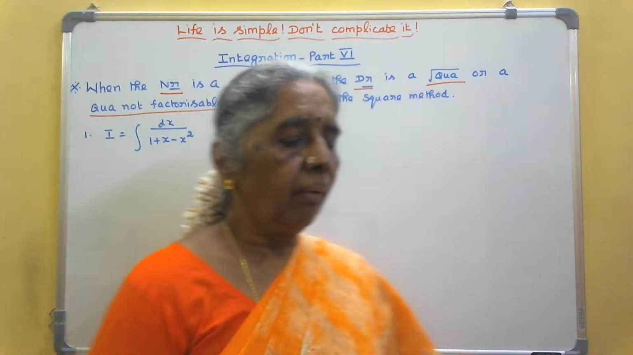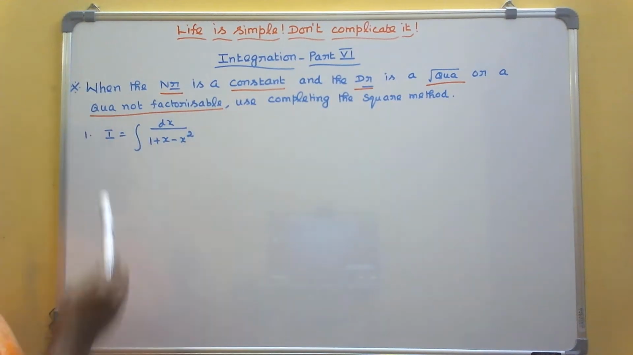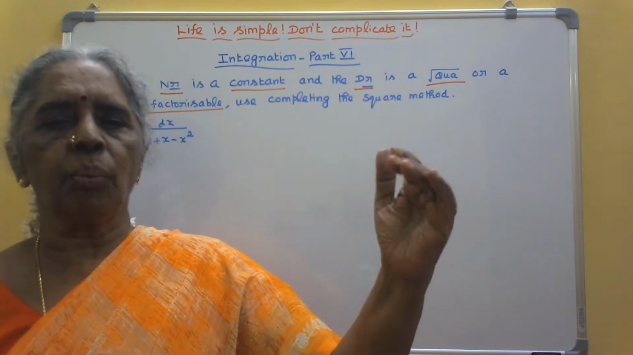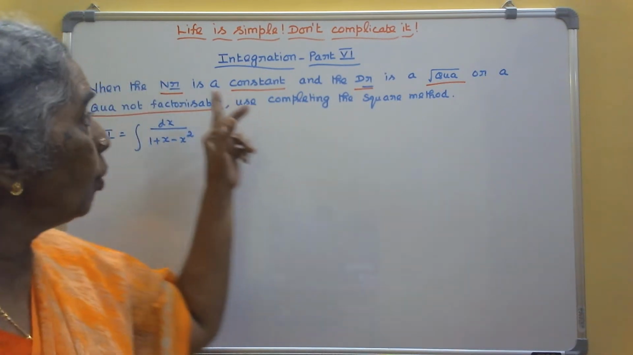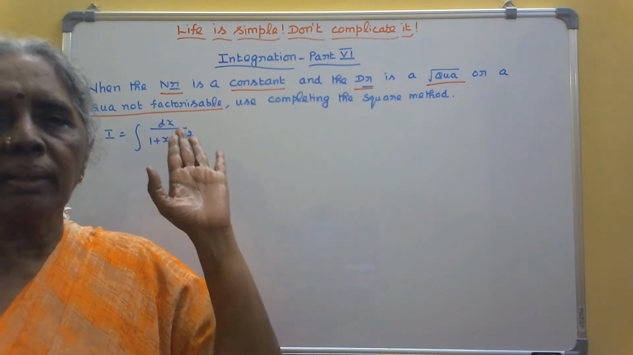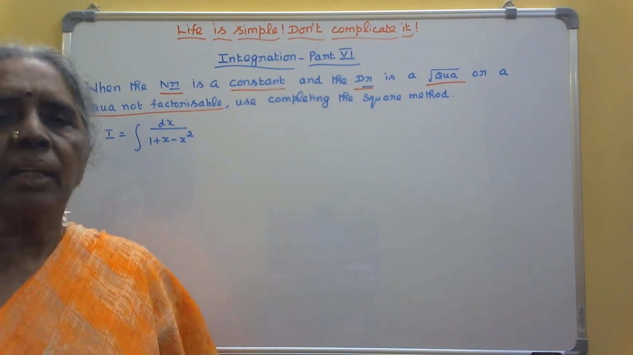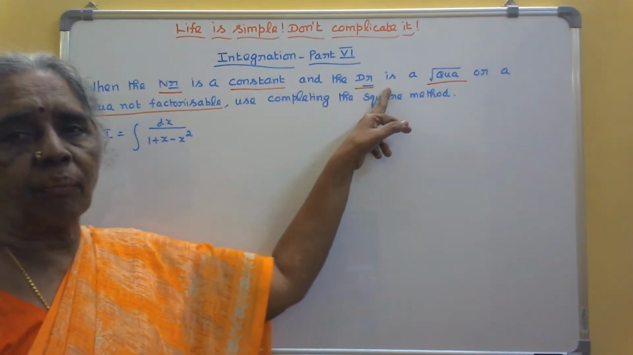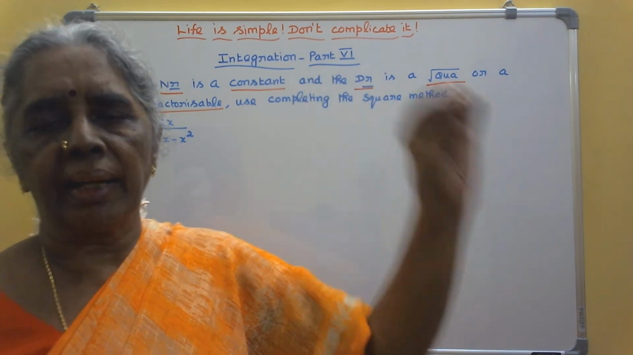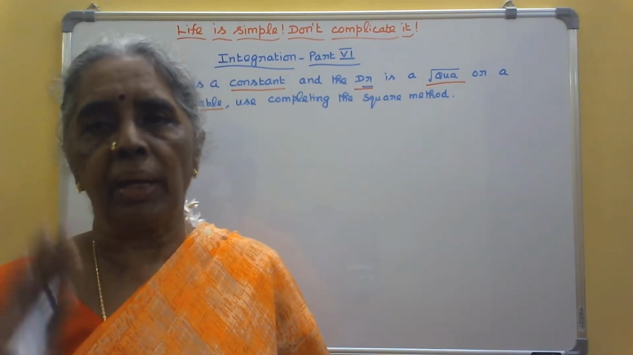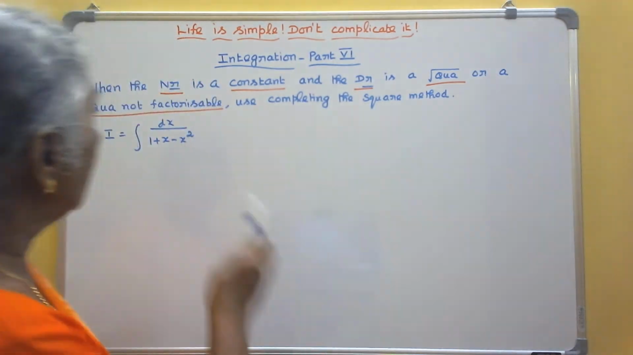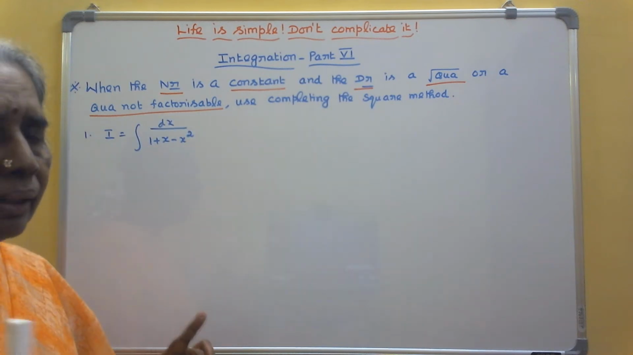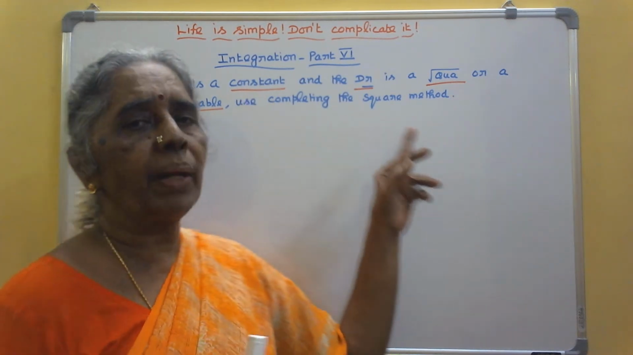So now, when the numerator is a constant, that is, your integrand should have a numerator and a denominator. The numerator is a constant, just any number or any alphabet which is not the variable of integration, okay? And the denominator is a root quadratic, that is, within the root you will have a quadratic, or a quadratic which is not factorizable, okay? Then you have to use completing the square method.